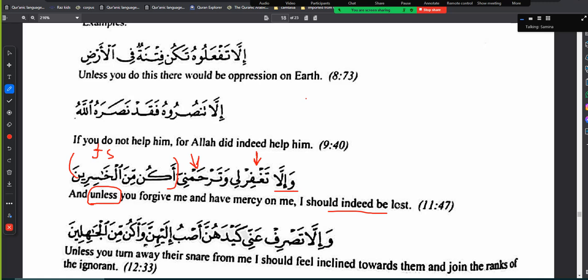Now tell me what type of illa is this? وَإِلَّا تَصْرِفْ. Meaning is unless, so it is condition. Very good. And also what is it doing to the mudari after it? It will give a jazm. Very good. So the conditional has become tasrif. Yeah, and unless you turn away their snare from me, I should feel inclined towards them and join the ranks of ignorant. Okay, so وَإِلَّا تَصْرِفْ عَنِّي كَيْدَهُنَّ is the shart part, and the rest of it is the jawabu shart.